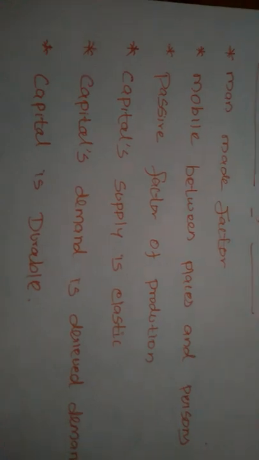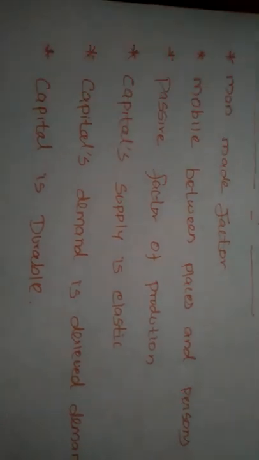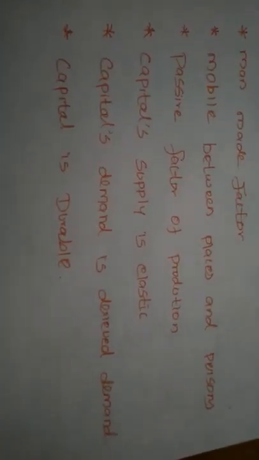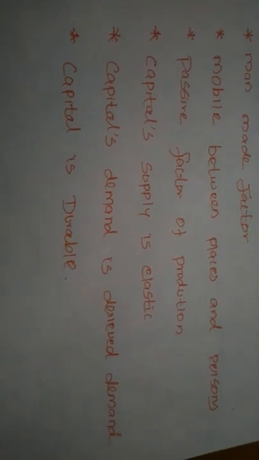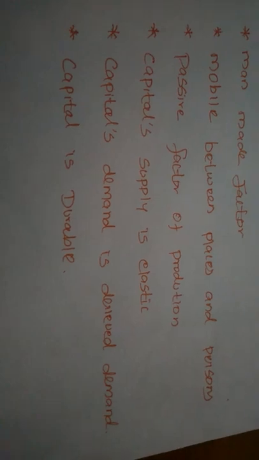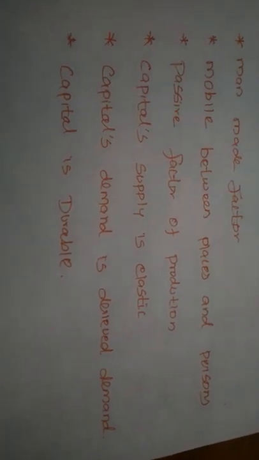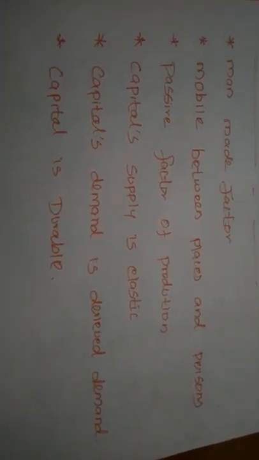Next, capital supply is elastic. Capital supply is elastic because if the demand for any commodity increases, the capital will also increase, because producers want to earn more income. On the basis of the desire to earn more income, they will produce more commodities based on the demand.